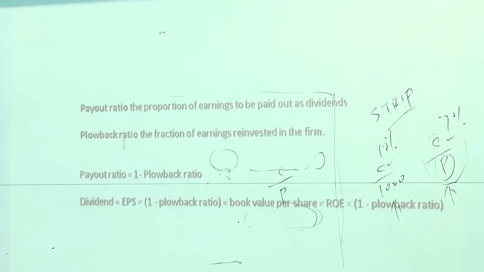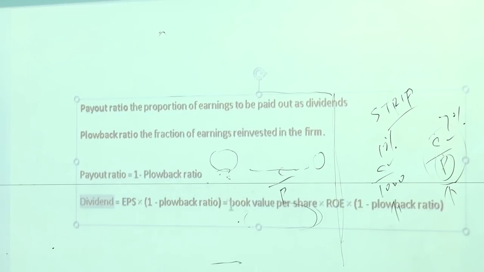Payout ratio and the plowback ratio add up to 1, right? The payout ratio is the portion of income you earn during this period that you pay out as dividend. And plowback ratio is the portion that you put back into the company for future investments. So dividend is just payout ratio multiplied by your earning per share, right? And earning per share is just book value per share multiplied by ROE.